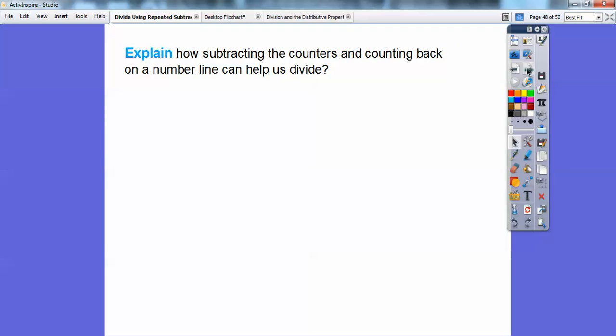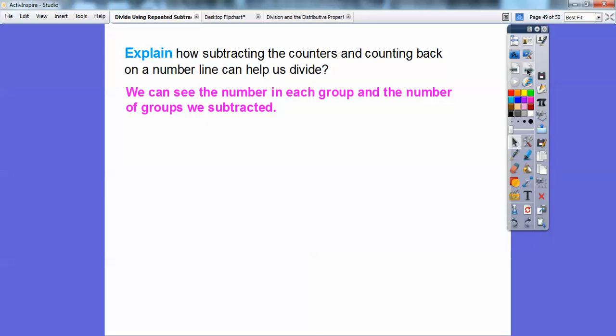Now explain how subtracting the counters and counting back on a number line can help us divide. Well, we can see the number in each group and the number of groups that we subtracted that way. It's pretty easy right there.